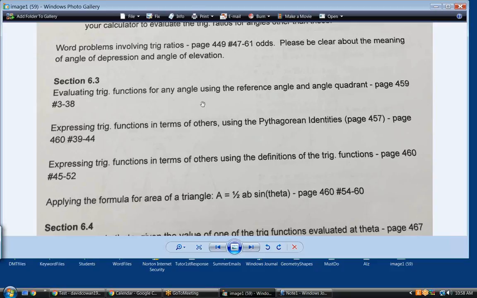So are we good with the first part of this section, 6.3? You feel comfortable that you can do that? Yes. Using the reference angle and the angle quadrants. Okay. Expressing trig functions in terms of others using the Pythagorean identities.